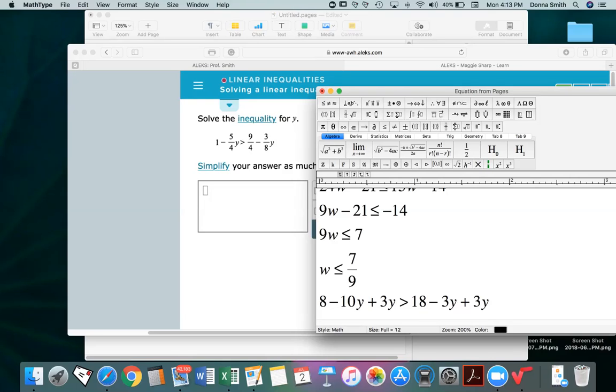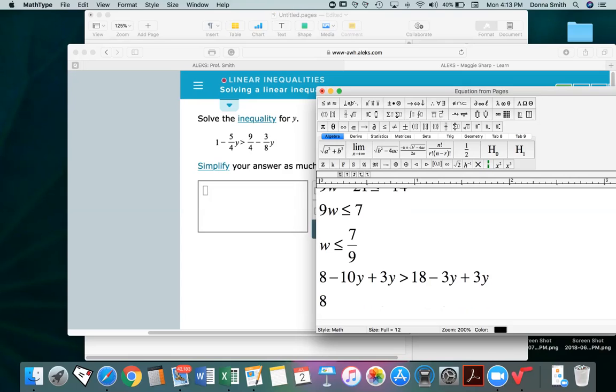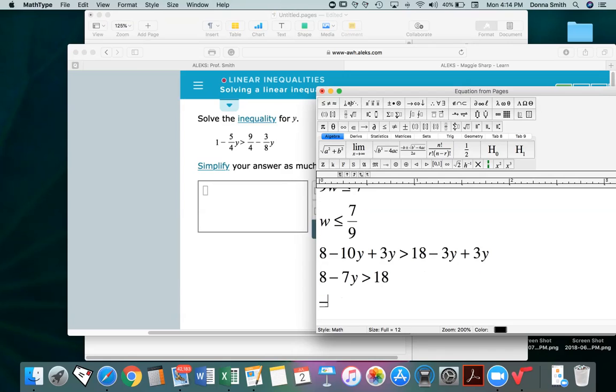And so when we do that, on the left-hand side, we'll get 8 minus 7y. That's right. All right, so we're even. Okay, 18. And then subtract the 8 from both sides. And this time I'm going to subtract correctly.